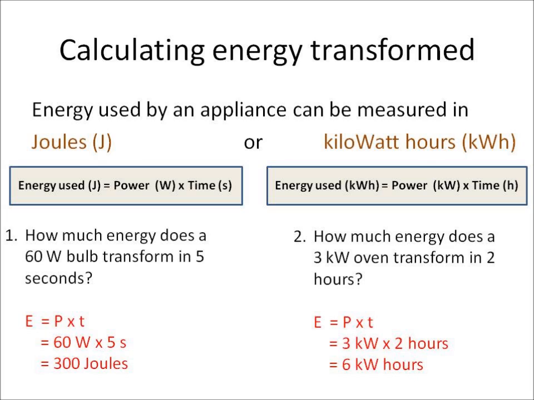Here's a question. How much energy does a 60 watt bulb transform in 5 seconds? And the answer is 60 watts times 5 seconds, which is 300 joules.